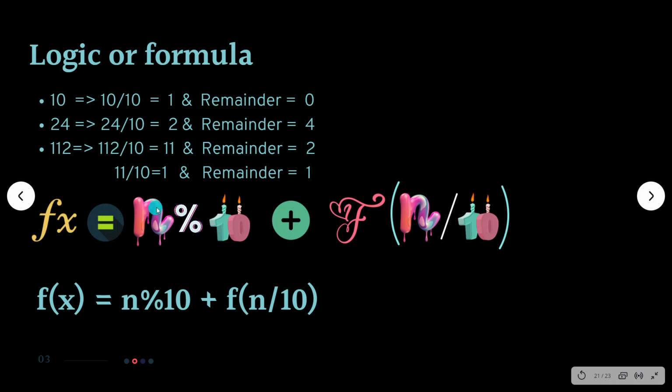Okay. What is the formula? The formula is basically f of n is equal to f of n by 10 plus the remainder, and the answer we get by this. Okay, so we will apply this in VS Code in Python.